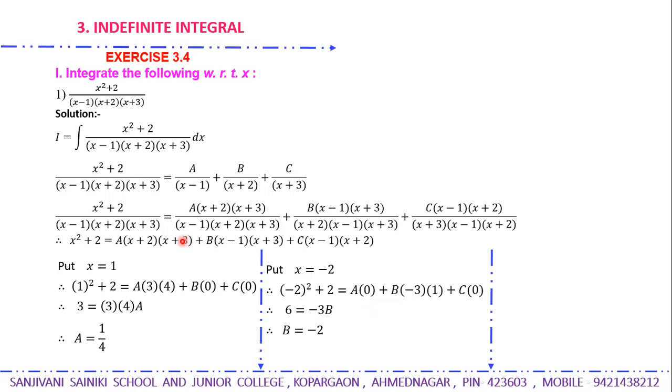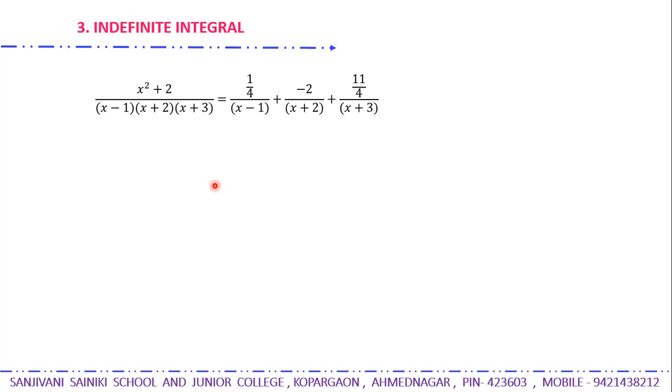Similarly, in the next step, we will put x equal to minus 3. So this factor will become 0, so a into 0 is 0. This factor also becomes 0, so b into 0 is 0. So x equal to minus 3, therefore minus 3 square plus 2 is equal to c into minus 4 into minus 1. So c is equal to 11 by 4. In this way we have found all the values of a, b, c.